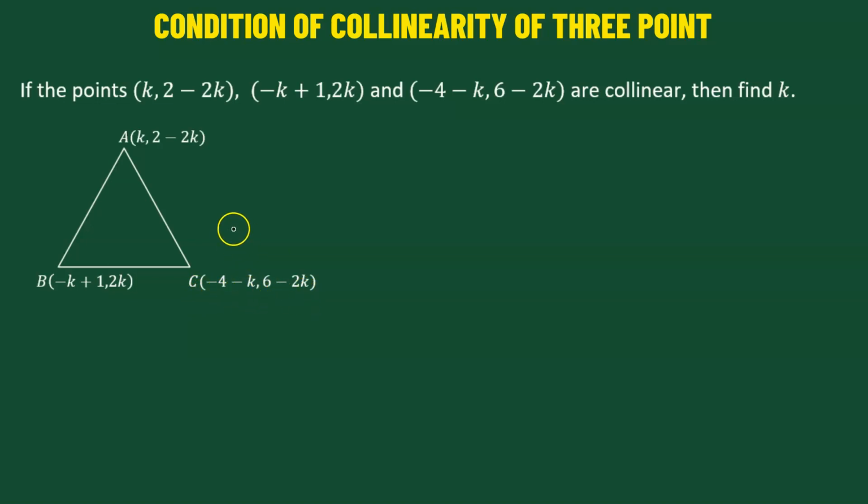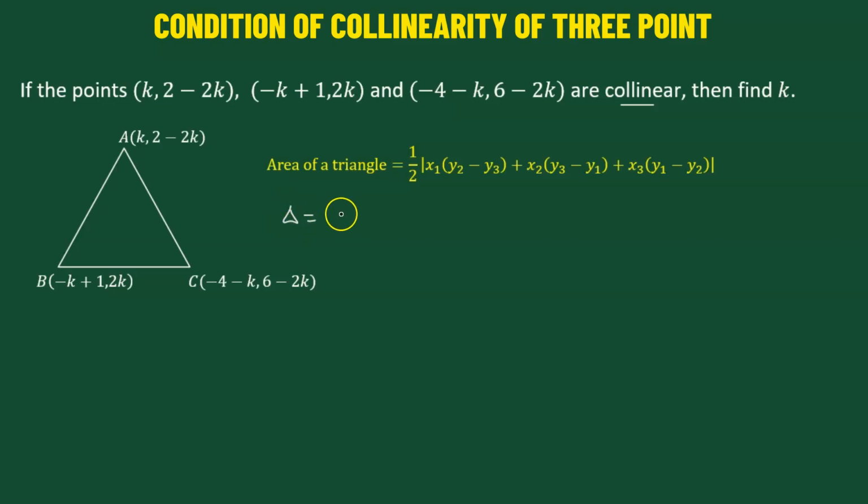Now, we'll try to find out the area of this particular triangle. We can use this formula to find the area of the required triangle. x1, x2, x3, y1, y2, y3 are the coordinates of vertices A, B, and C of the triangle. So let's find the area. This will be equal to half multiplied by the absolute value of x1. Here we consider x1 to be the x coordinate of point A, so that's simply k, and this gets multiplied by y2 minus y3.